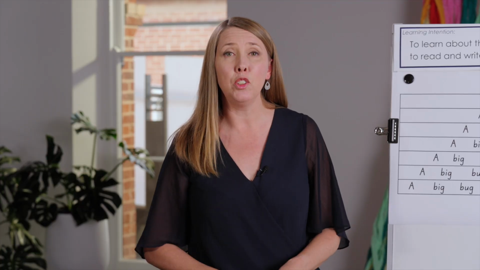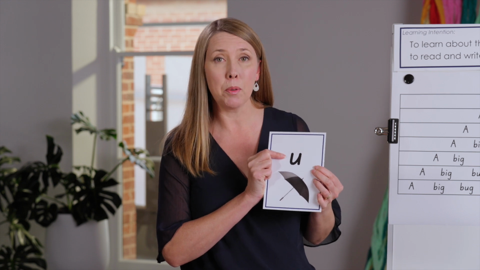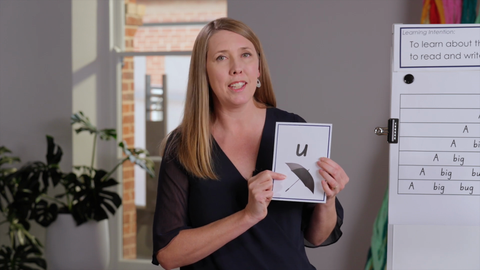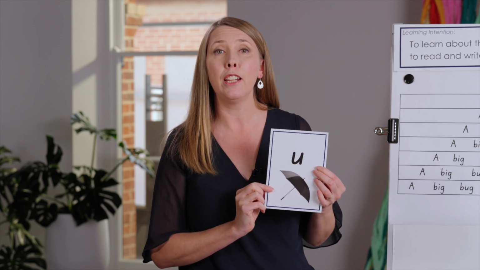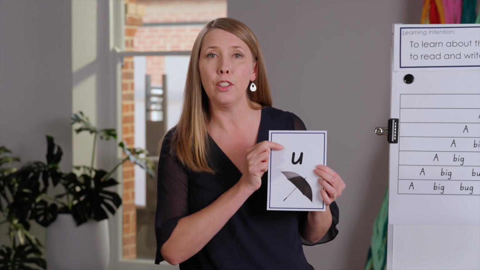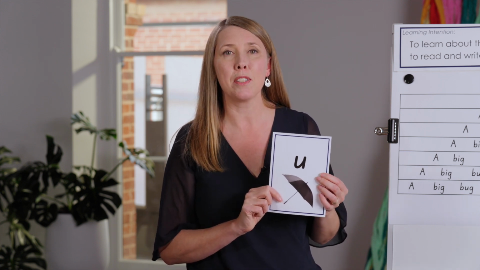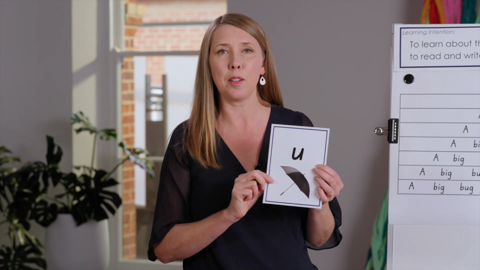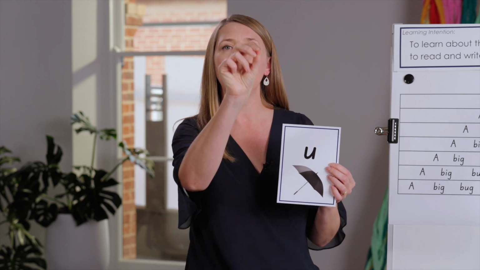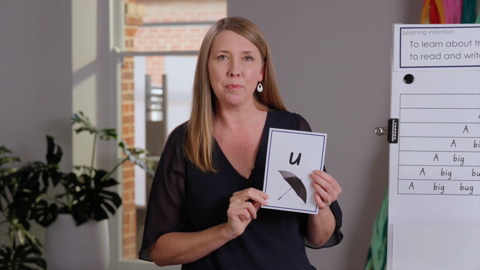Let's have another look at the new grapheme that we learnt today. Remember, the letter name was U. What was the letter name? U. The keyword was umbrella. What was the keyword? Umbrella. And the phoneme was /u/. What was the phoneme? /u/. When we put it together, it is U, umbrella, /u/. Let's stand up one more time and do some skywriting. We're going to skywrite this 3 times. Are you ready? U, umbrella, /u/. U, umbrella, /u/. U, umbrella, /u/.